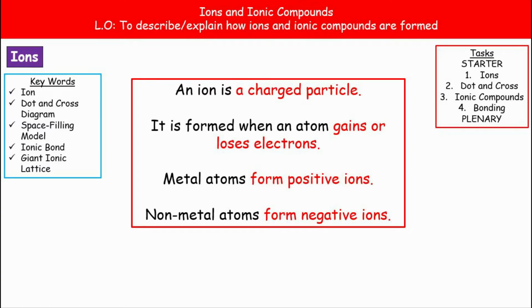Let's double check to make sure we got all those right. So an ion is a charged particle. It's formed when an atom gains or loses electrons. Metal atoms form positive ions, and non-metal atoms form negative ions. So give yourself a tick for each one of those you got right, and then give yourself a total score out of 4 for that one. Obviously, any you didn't get right, make sure you've got the correct ending written for each of those sentences.